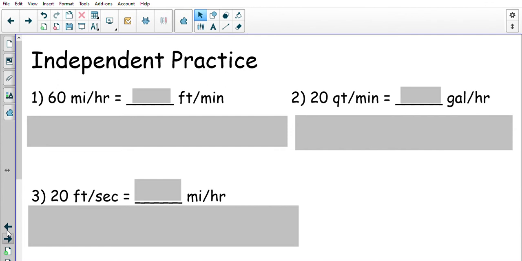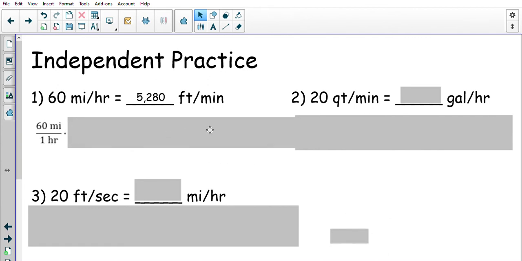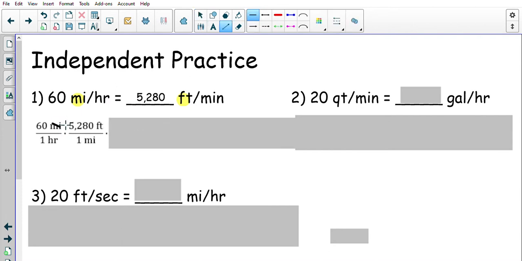All right, so number 1, we need to convert 60 miles per hour to feet per minute. You should have gotten, oddly enough, 5,280. Start off with your 60 miles per hour. Let's convert our miles into feet. There are 5,280 feet in a mile. I need to have miles on the bottom though, so these cross off. So the 5,280 feet goes on the top.